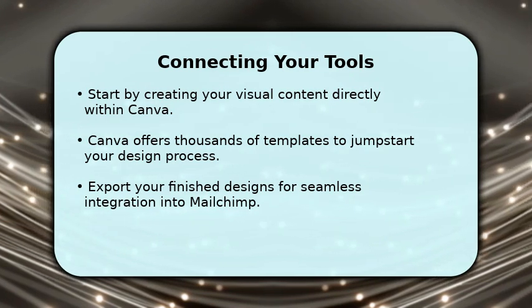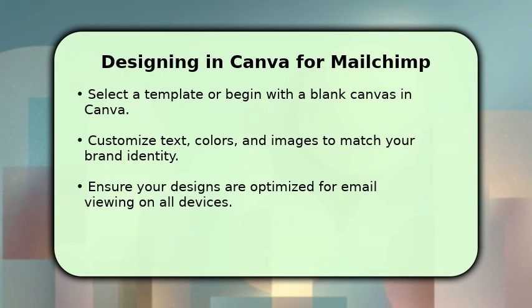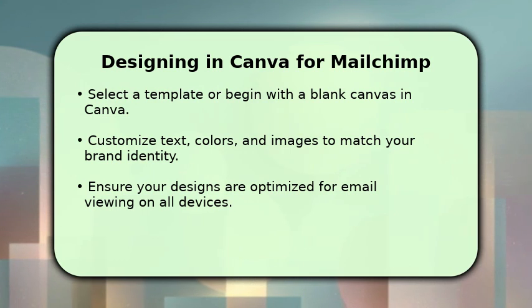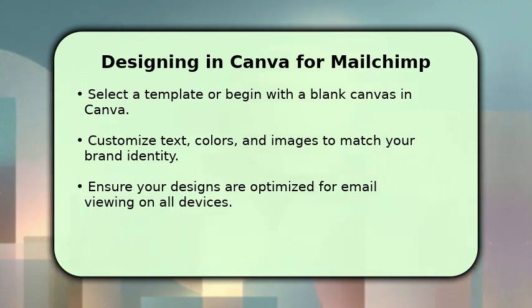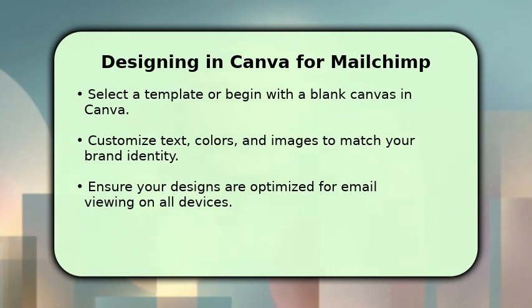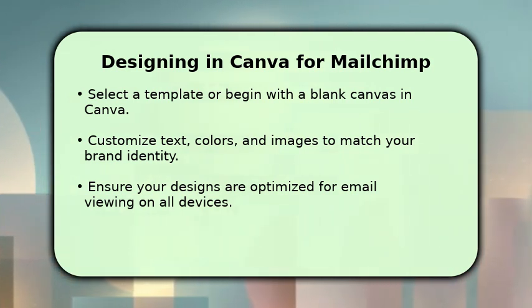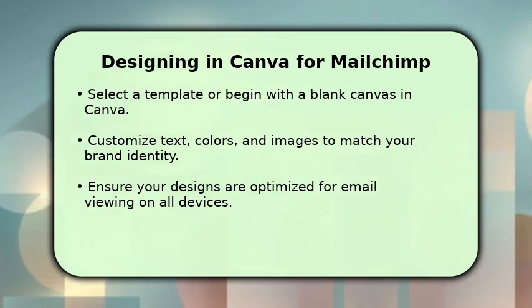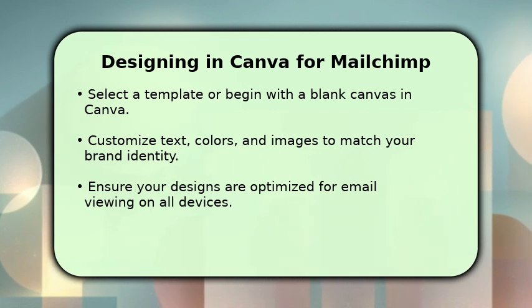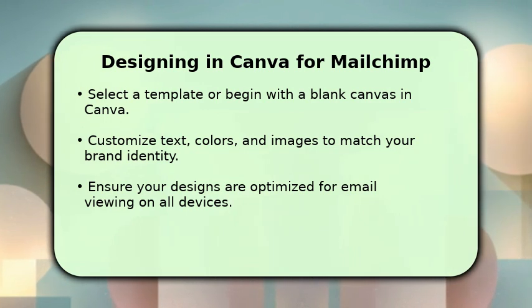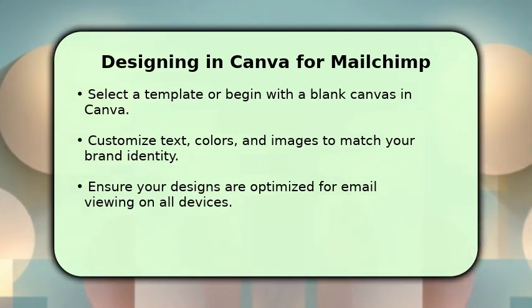When designing in Canva for Mailchimp, think about your email's purpose. Choose a template that aligns with your message, perhaps a newsletter layout or a promotional banner. Customize every element, change fonts, adjust colors, and upload your own brand assets. Remember to keep your design clean and uncluttered, focusing on one or two key messages. Canva's intuitive drag-and-drop interface makes this process incredibly simple, allowing you to create professional-looking graphics in just a few minutes.